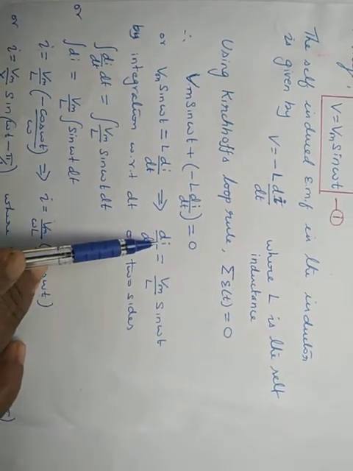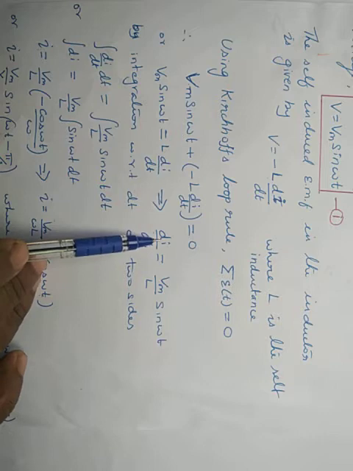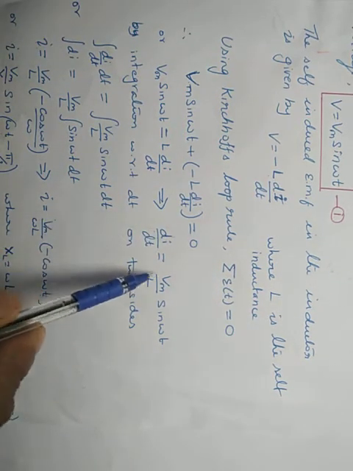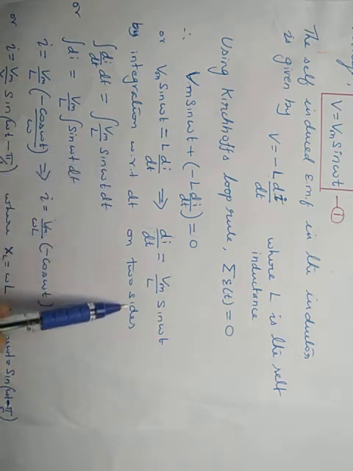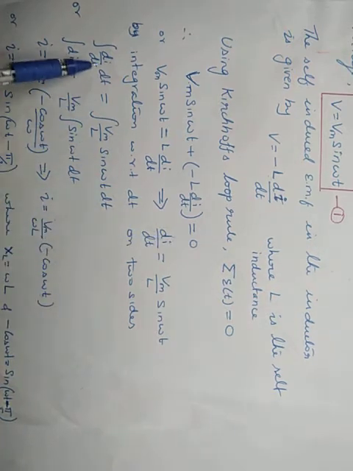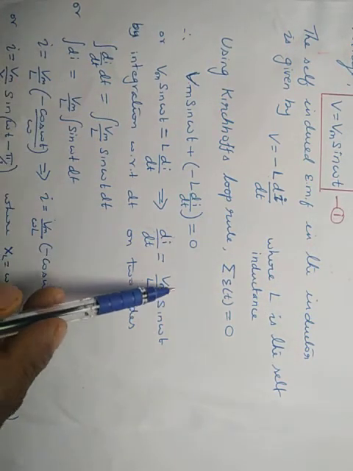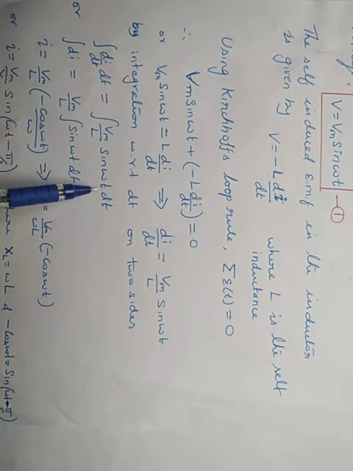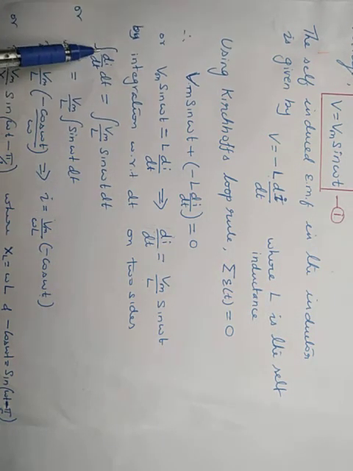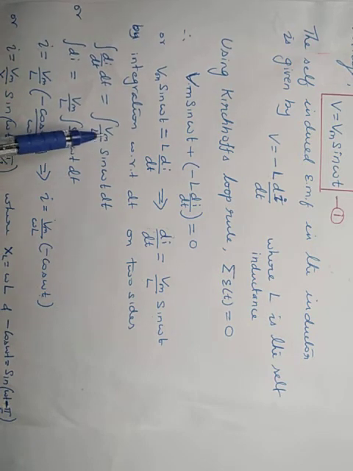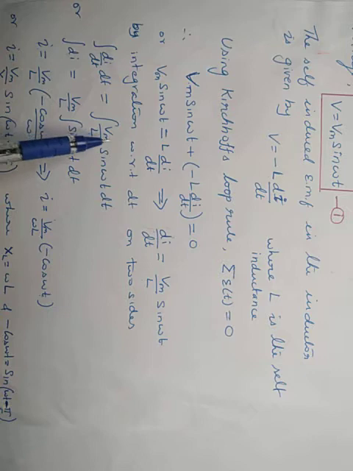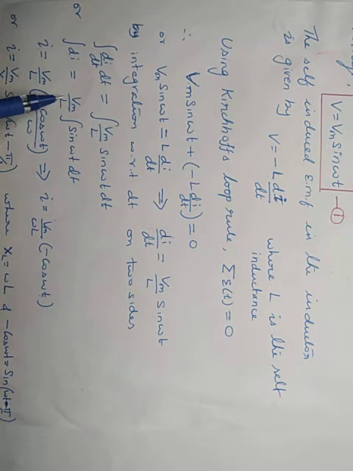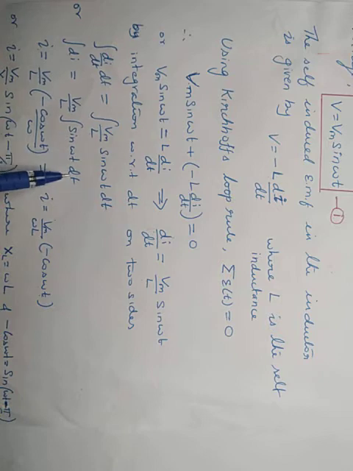So, we have the term di here. To get the value of I, we have to integrate. Integrate both sides with respect to time dt. Integration of di by dt into dt equals integration of Vm by L sin omega t into dt. So, dt cancels, and you get integration of di. Here Vm by L is constant, take it out. Vm is the amplitude of the voltage, L is the self-inductance, so both are constant for a given circuit. Then you have to integrate sin omega t dt.